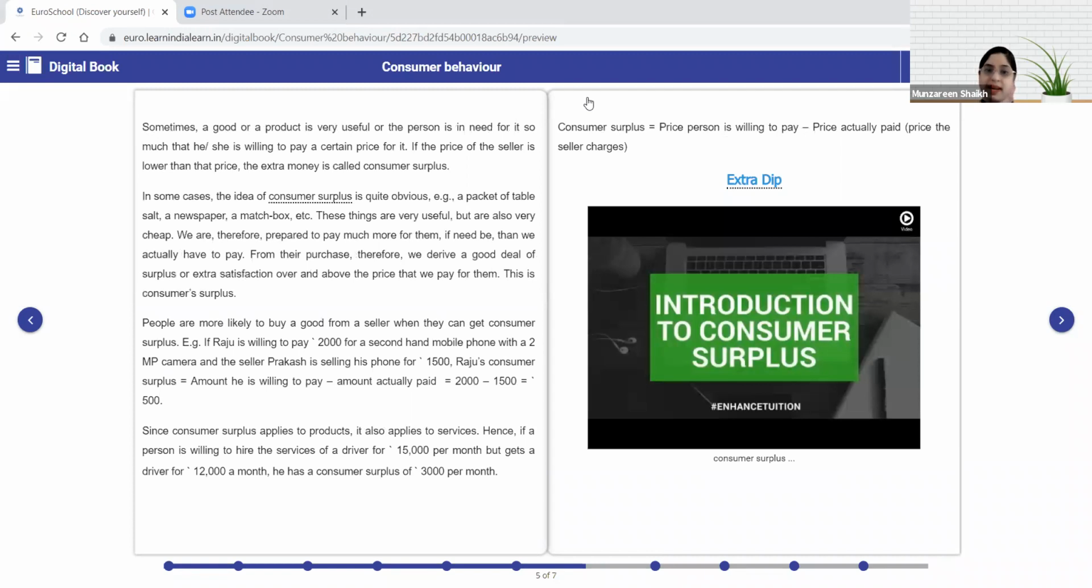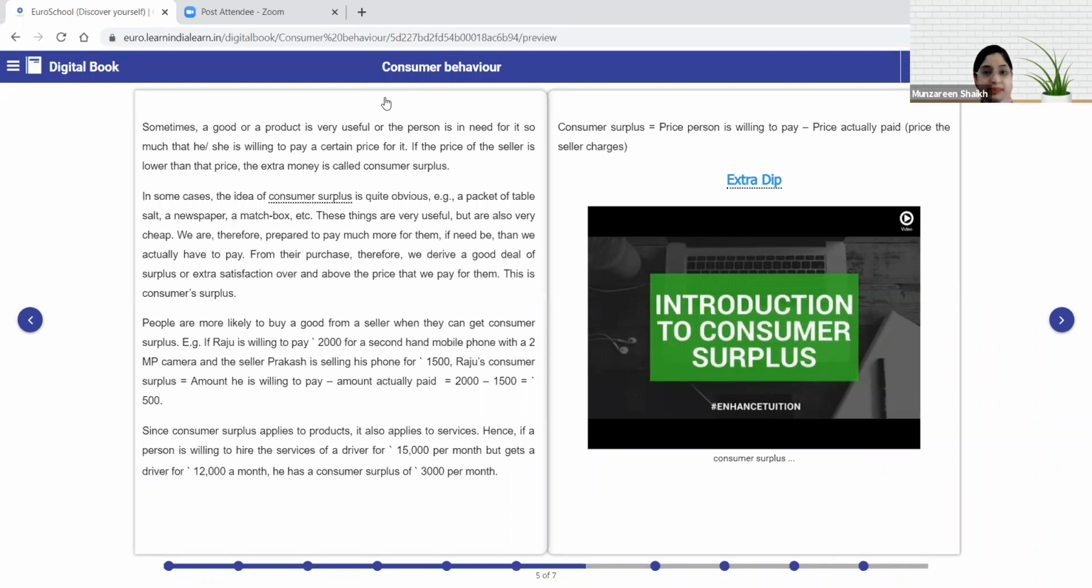All right. Sometimes a good or a product is very useful, or the person is in need of it so much that he or she is willing to pay a certain price for it. If the price of the seller is lower than that price, the extra money is called the consumer surplus.